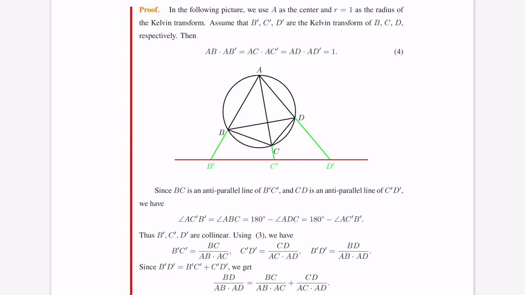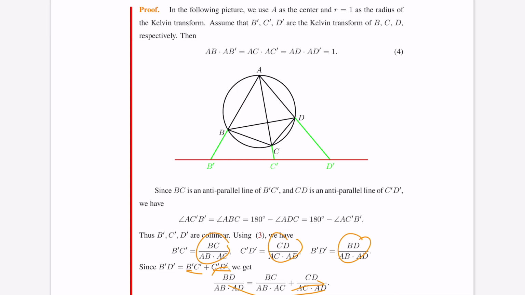And C prime D prime will be CD, and the BD, some computation. And we will use the basic fact. The basic fact is B prime D prime is equal to B prime C prime plus C prime D prime. And if we have that, we can put all these together. And if you multiply AB, AD, AC on both sides, you will get the Ptolemy theorem. Okay, so this gives another nice proof of the Ptolemy theorem.